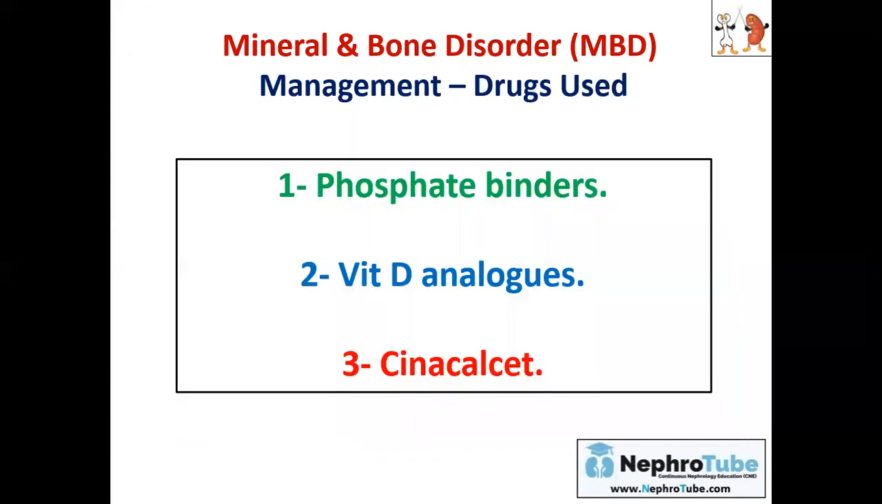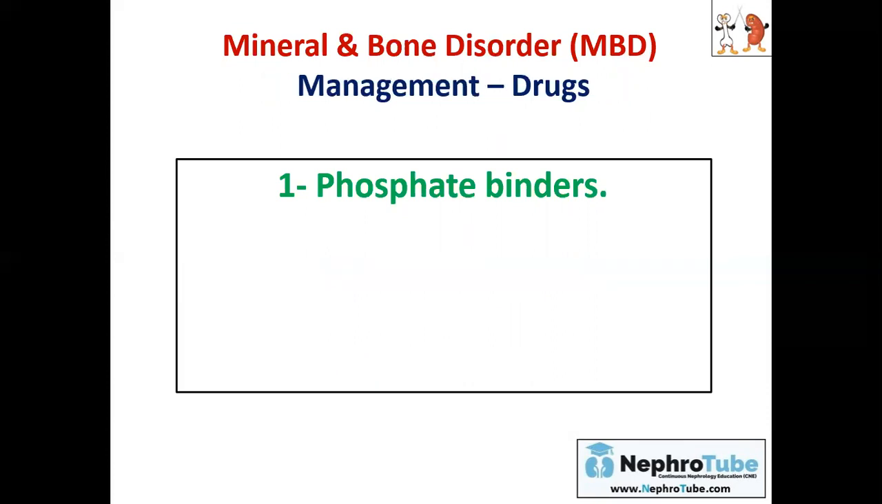What about the management? The drugs that I can use. We have 3 main categories: phosphate binders, and at the same time, some phosphate binders are calcium supplements. We have vitamin D analogs or vitamin D like drugs, and cinacalcet. What about phosphate binders?